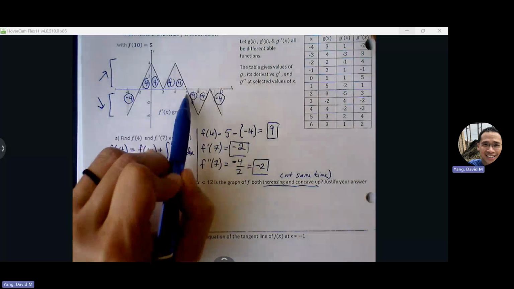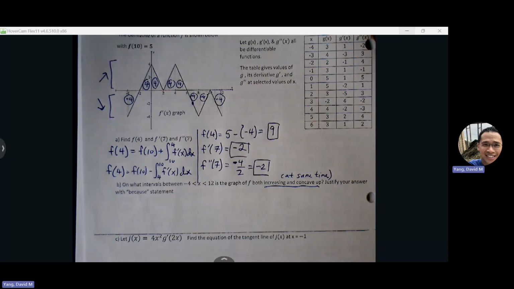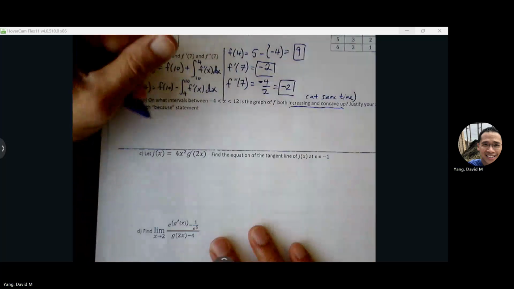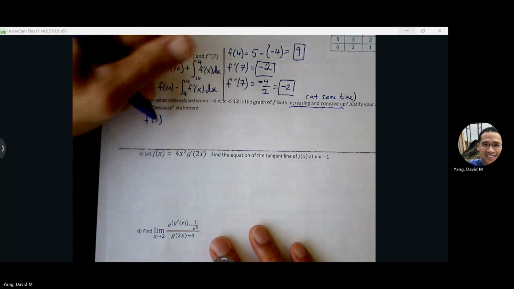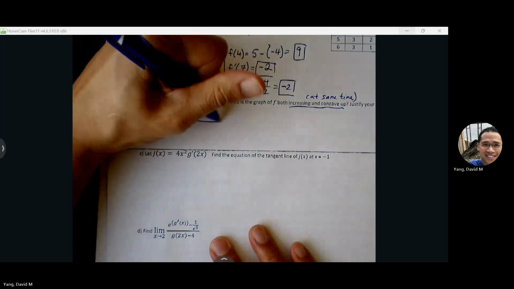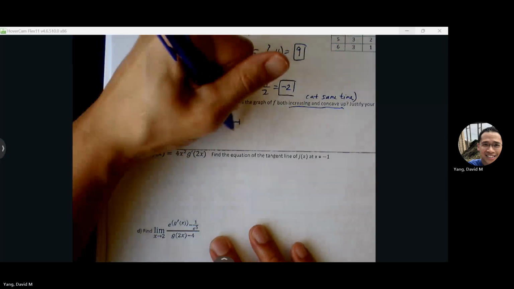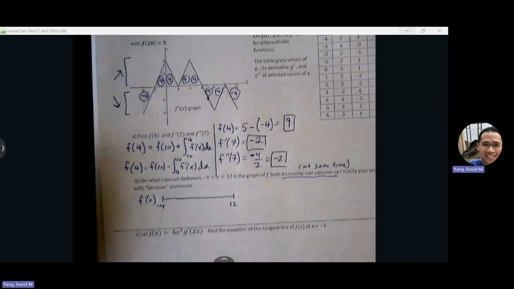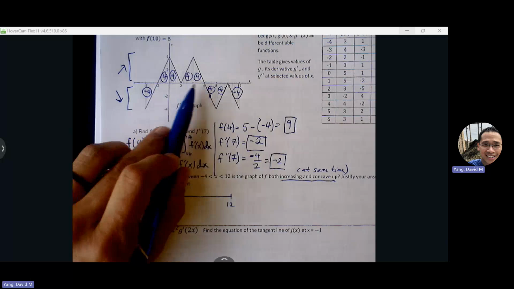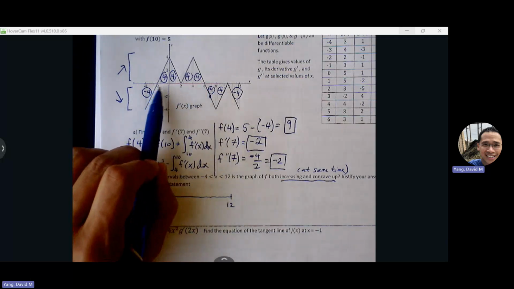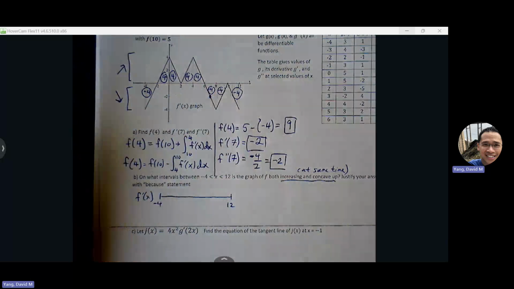Peaks and valleys represent points of inflection of your F double prime sign line. And then the positive and negative slopes represent concavity. Okay, so I'm starting off with critical points, landing on the x-intercepts there. So -2, 2, 6, and 10.